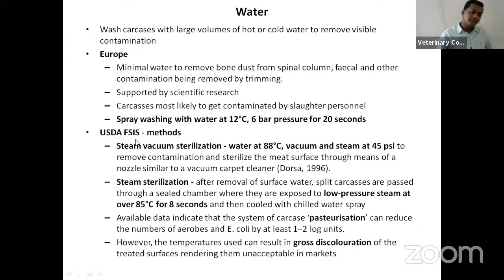In USA, they use steam vacuum sterilization, wherein water at 88 degrees centigrade under vacuum with a steam at 45 psi pressure. That is the practice. Other steam sterilization processes use low pressure steam at 85 degrees centigrade for 8 seconds. Okay, this is what we call carcass pasteurization.